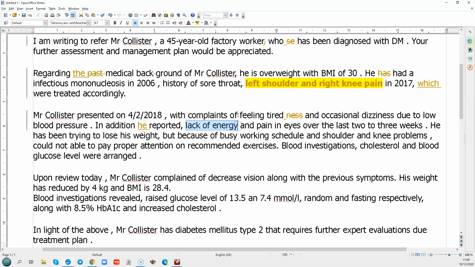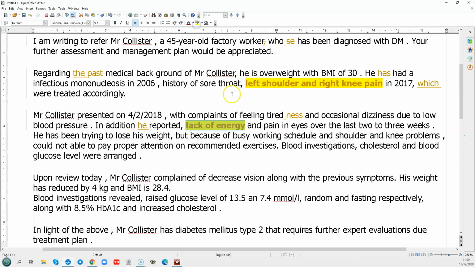Lack of energy. Is it the same as something? It's virtually identical though. Feeling tired, lack of energy, it's pretty similar. But why is it two separate sentences? I mean, why wouldn't you have all the complaints grouped in a single sentence, right? Complaining, feeling tired and dizzy, lack of energy and pain in the eyes.